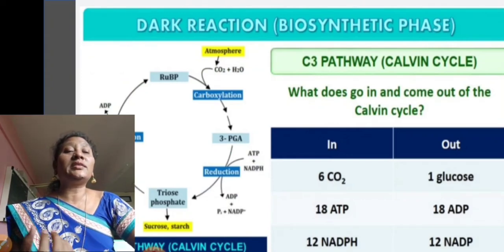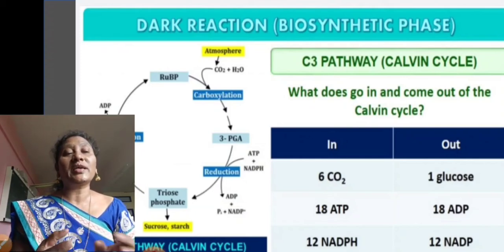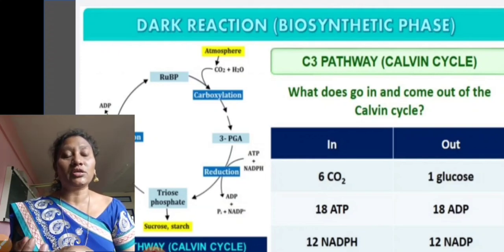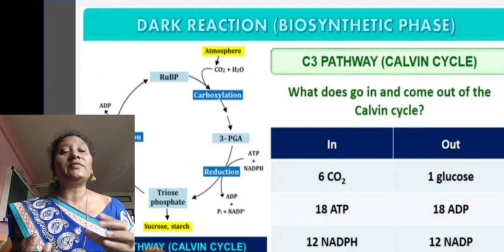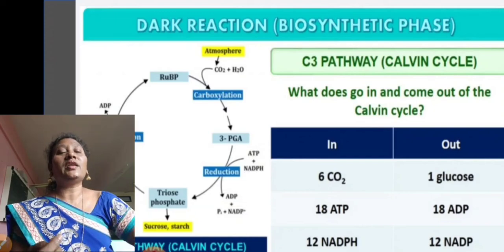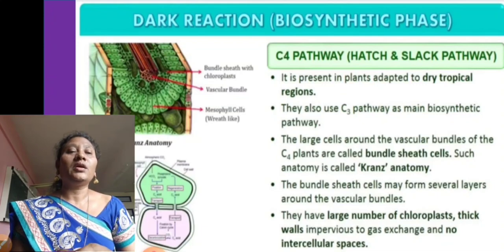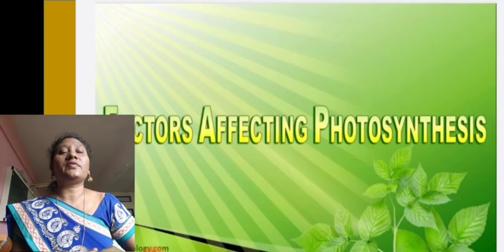So what goes in and what comes out of the Calvin cycle in the dark reaction? Six carbon dioxide molecules are accepted, and due to that, one glucose molecule is released. 18 ATP molecules are taken in and 18 ADP molecules are released. 12 NADPH molecules are taken in and 12 NADP molecules are released. No need to learn the pathways in detail.